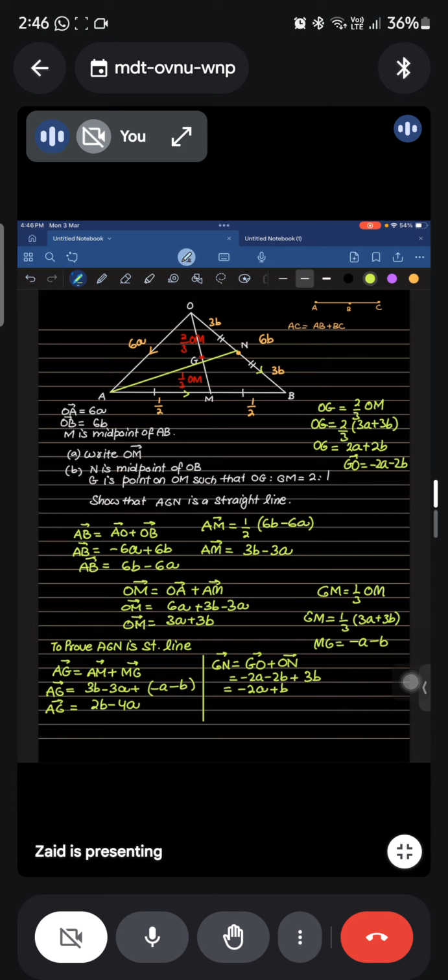No. What is the mistake? Minus 2A should be B minus 2A. Yep, it's coming right. Okay, so now let's find AN. We have got everything? Okay. So do we have AN with us?